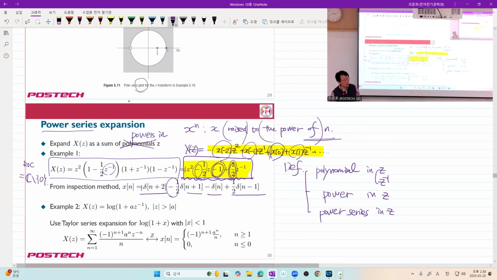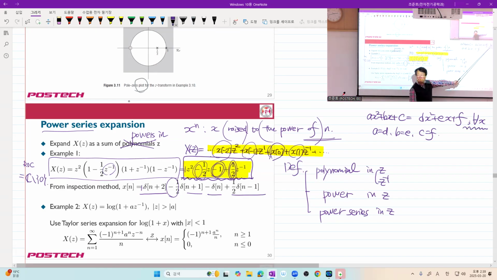When I was a high school student, one of my friends asked me, hey, Junho, suppose you have this equation. What can you say? And I said, okay, A equals D, B equals E, and C equals F. And he said, wrong. Why? Because probably he wanted to emphasize this: if this holds for all x real, then we can say this. Otherwise, we cannot say that.